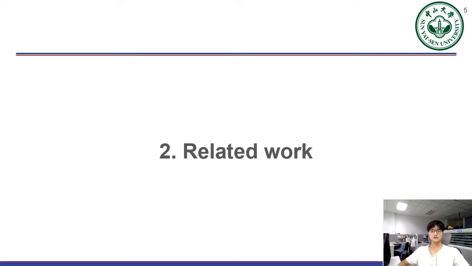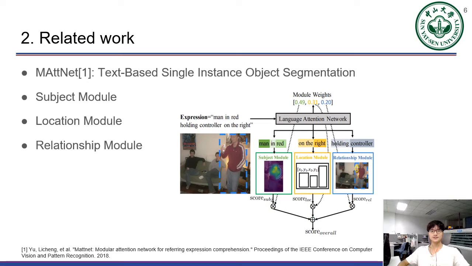Next, I will introduce some related works. MAttNet is a text-based single-instance object segmentation model. It proposes the subject module, location module, and the relationship module. In each module, they use the attention method to compute the matching score between text and the ROI region. They cannot handle the multi-instance object segmentation problem, and the relationship module is modeled based on distance and can only handle local information.